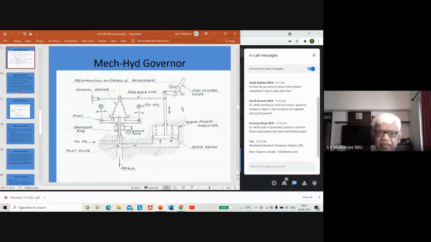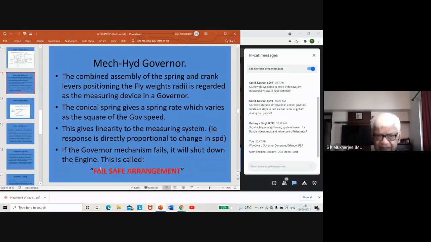It will not allow the engine to get full speed. It will not allow the engine to become a runaway engine. So that is why every governor is designed with a fail-safe arrangement. That is why I have written it in red, that if there is any mishap, the engine will shut. If there is any mishap with the governor, the engine will stop. It will not go over speed. That is what is called fail-safe arrangement.